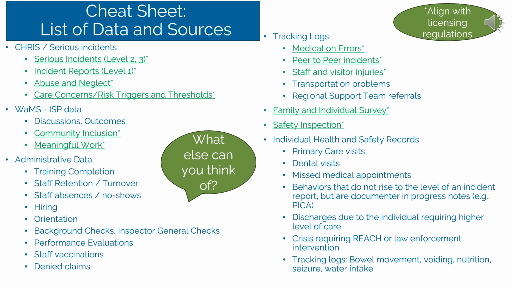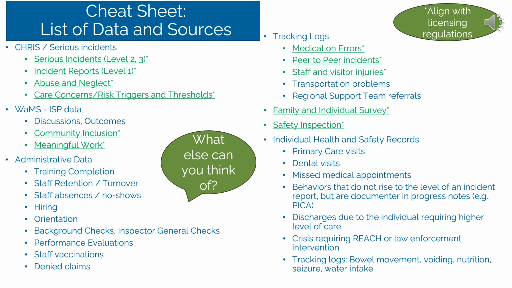You might have data from Chris about serious incidents. You might have data from WAMs about ISPs, including discussions and outcomes, as well as community inclusion and meaningful work data. You likely have administrative data, such as training completion, orientation, hiring, staff retention and no-shows, background checks, performance evaluations, and more. You also likely have other tracking logs that give you data and information about medication errors, peer-to-peer incidents, staff and visitor injuries, and more.